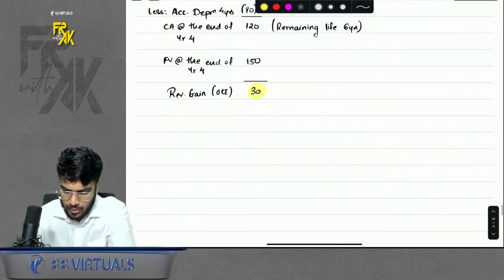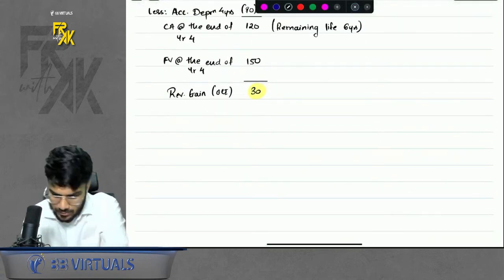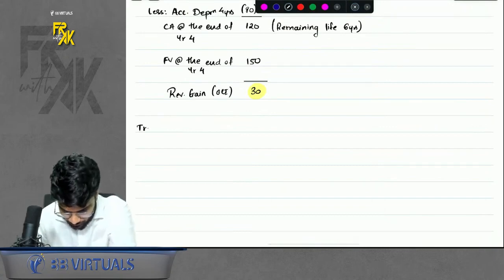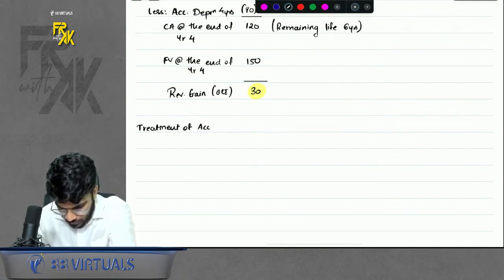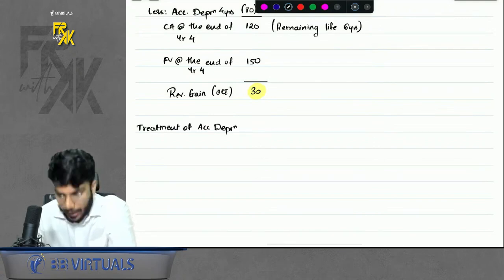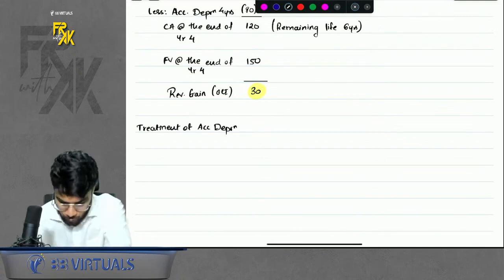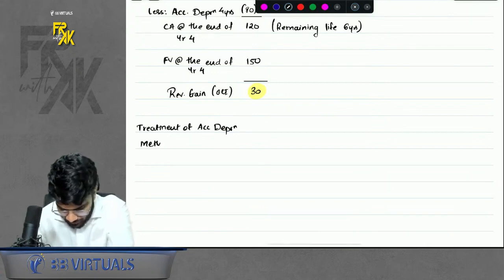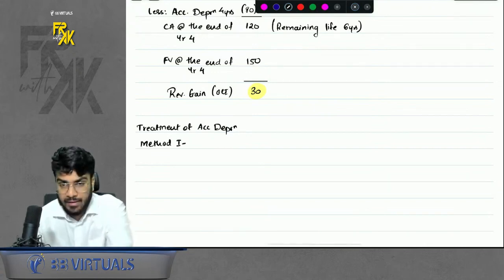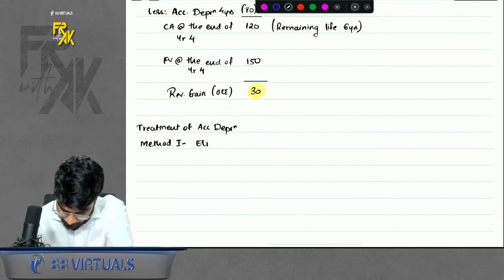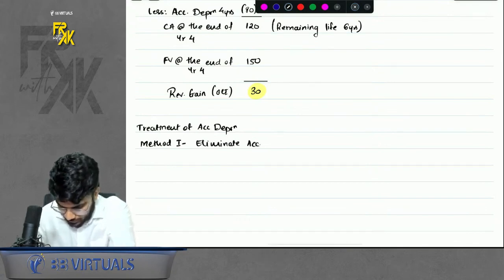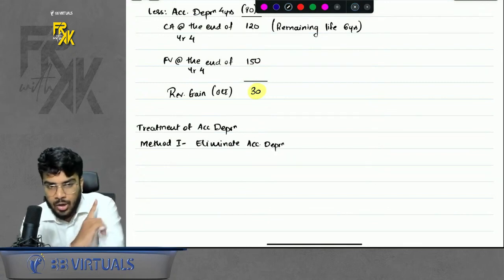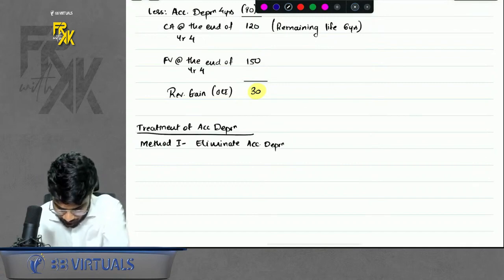Now what is to be done? What I require from you is you will give this heading, treatment of accumulated depreciation, and you will try to solve the question under both the methods. Do you remember method number 1? What was method number 1? That we will eliminate accumulated depreciation. And what is method number 2? That we will not eliminate accumulated depreciation.